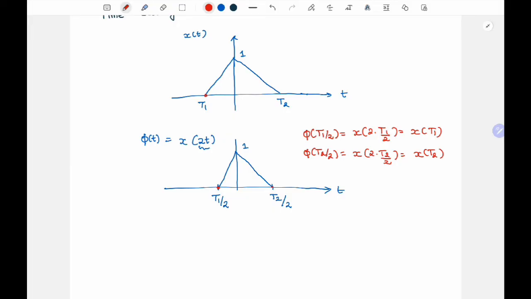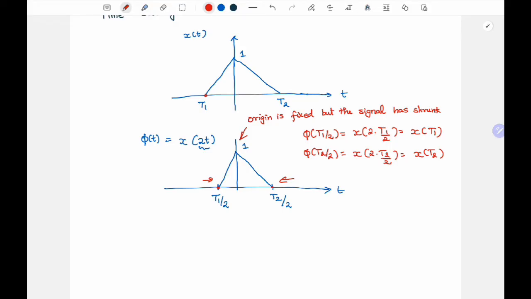So you can see it has just shrunk. The signal has shrunk, right? But the origin hasn't changed. So the origin is fixed, but the signal has shrunk.